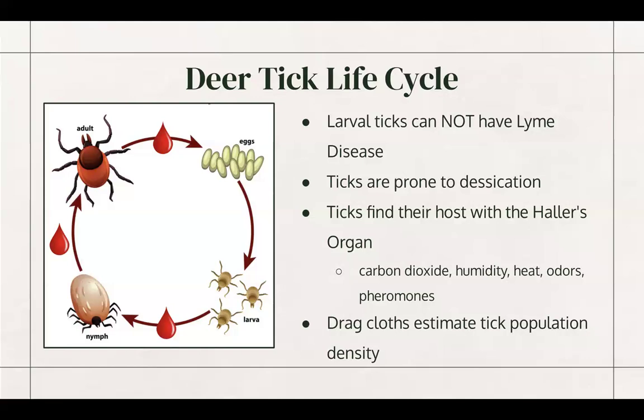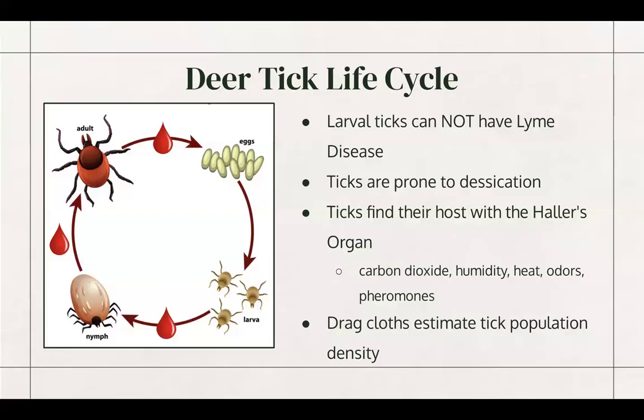Ticks are also prone to desiccation, meaning that they dry out, so their housing has to be very particular in order to keep them alive in the lab. Also, ticks find their host with a Haller's organ, found on their front two legs, and that is why they wave them around when they're questing. This allows them to detect carbon dioxide, humidity, heat, odors, and pheromones.